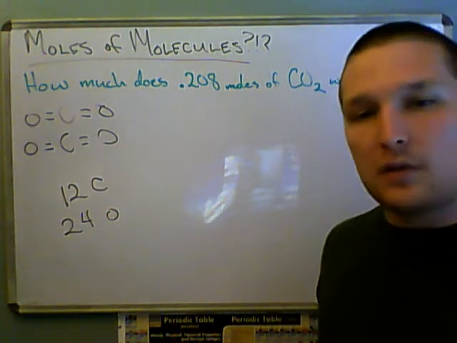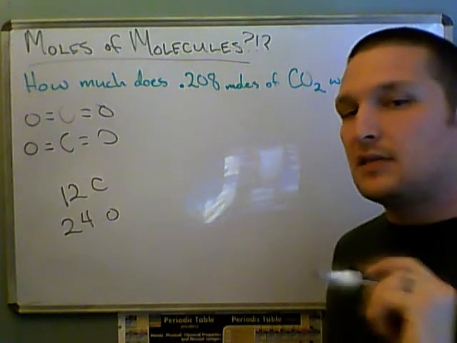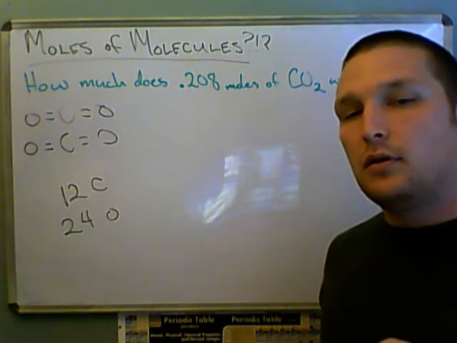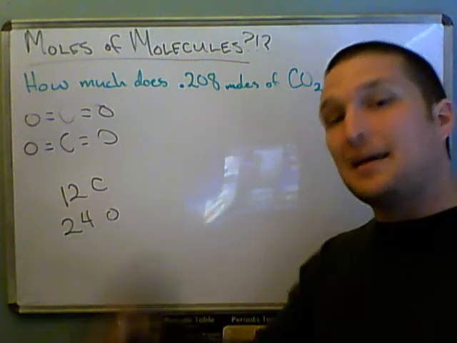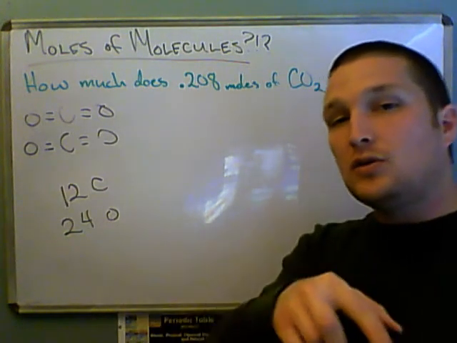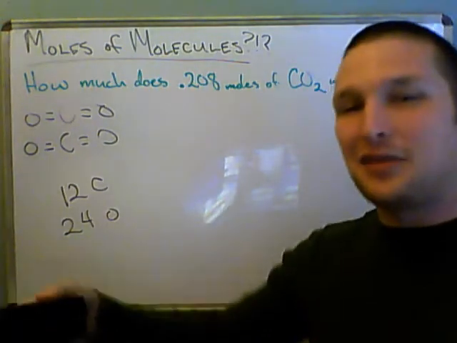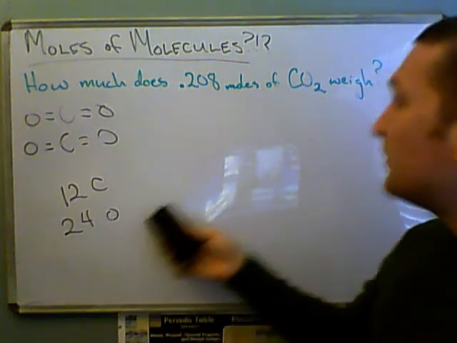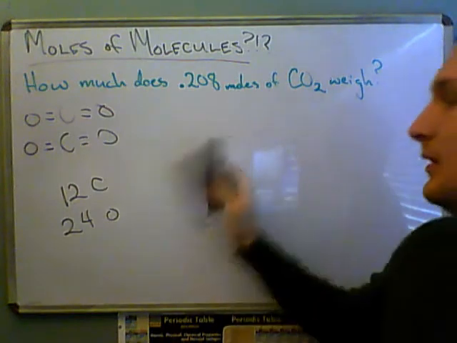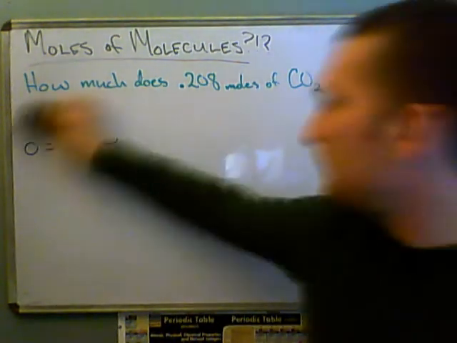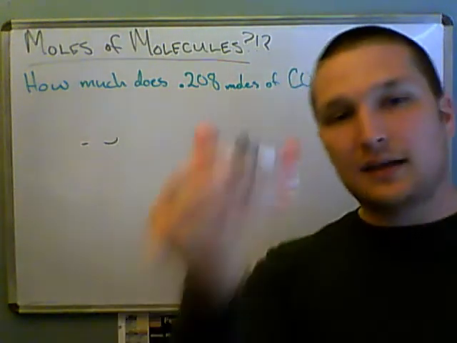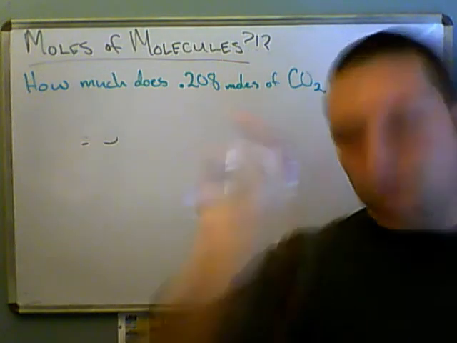So if I have 1 mole of CO2, I would have 6.022 times 10 to the 23rd atoms of carbon, and I would have 2 times 6.022 times 10 to the 23rd atoms of oxygen, because you always have twice as much oxygen as you do carbon. No matter what you're doing, this stays the same.